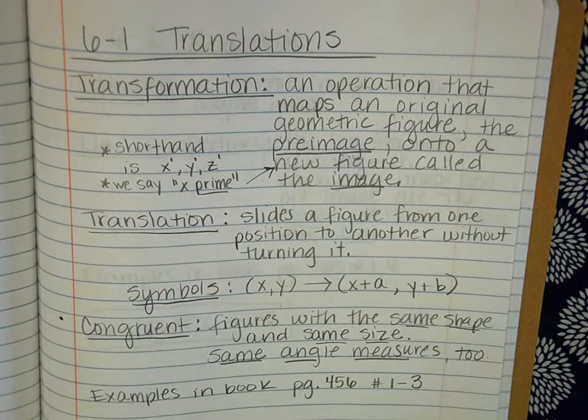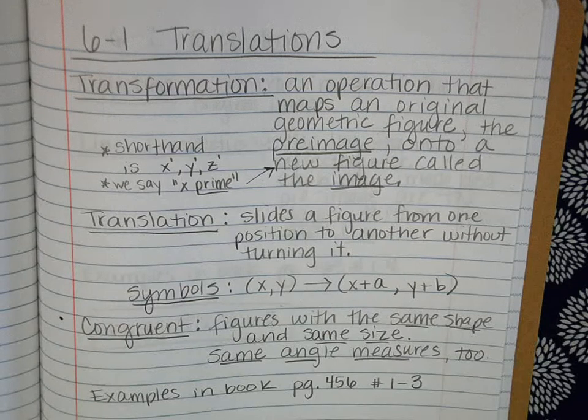Okay, so we're starting the new chapter, chapter 6, and those of you that were here Monday, you did some exploring activity to try to figure out what we're doing. Basically, we're doing 4 different transformations. That word transformation is an operation that maps an original geometric figure, the pre-image, onto a new figure called the image. So basically, it's like when you move an image to a new place, okay?